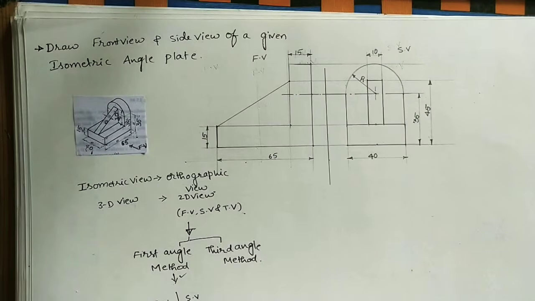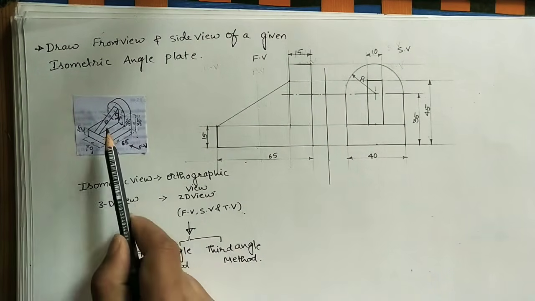This is the method of drawing the orthographic view for a given isometric view.